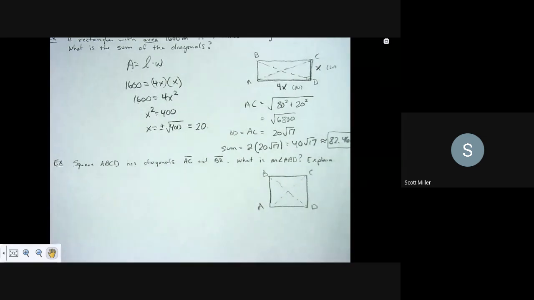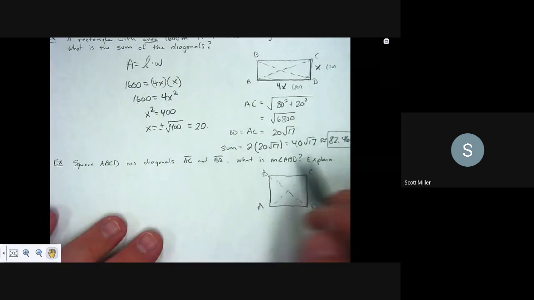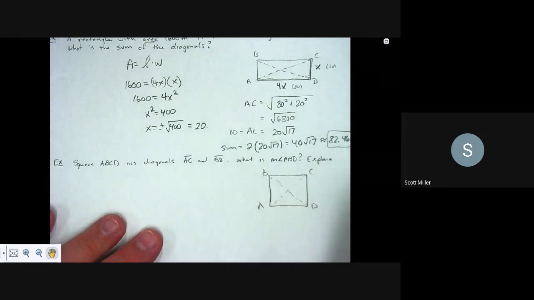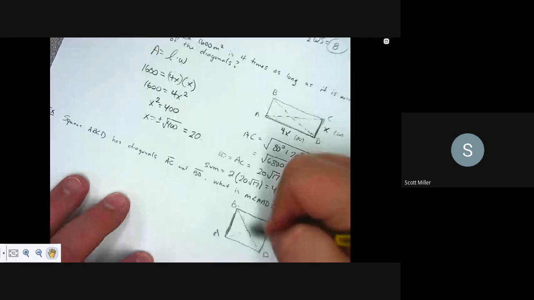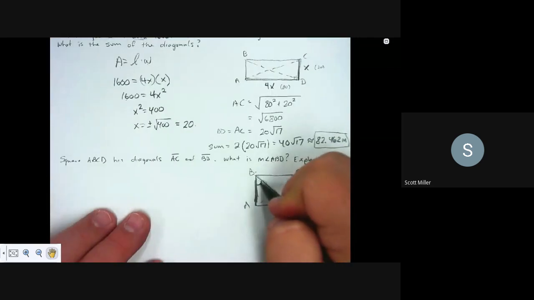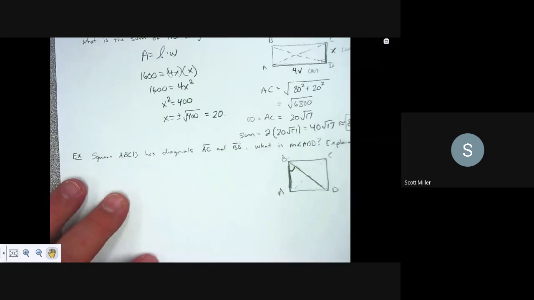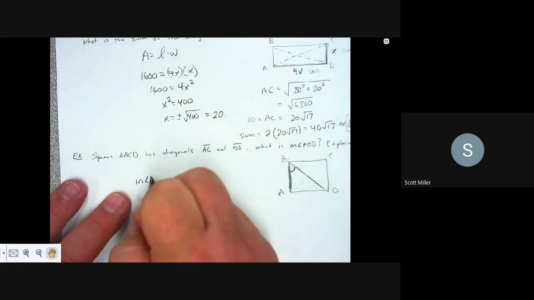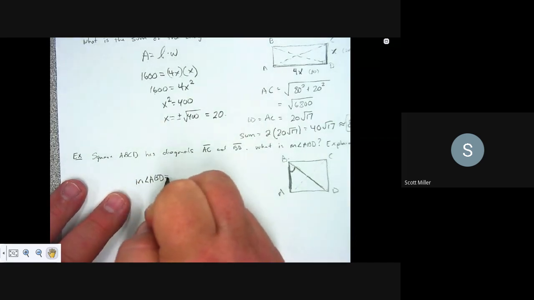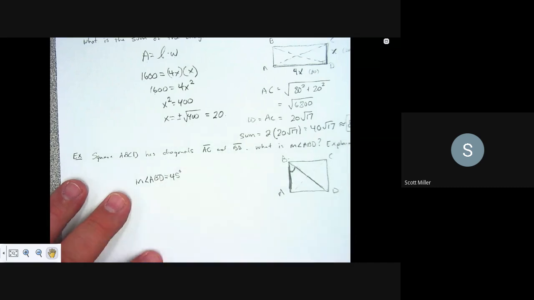Okay, so it's a square. Where is angle ABD? ABD. So I want to know this angle right there. So the measurement of angle ABD is equal to 45 degrees. Why?